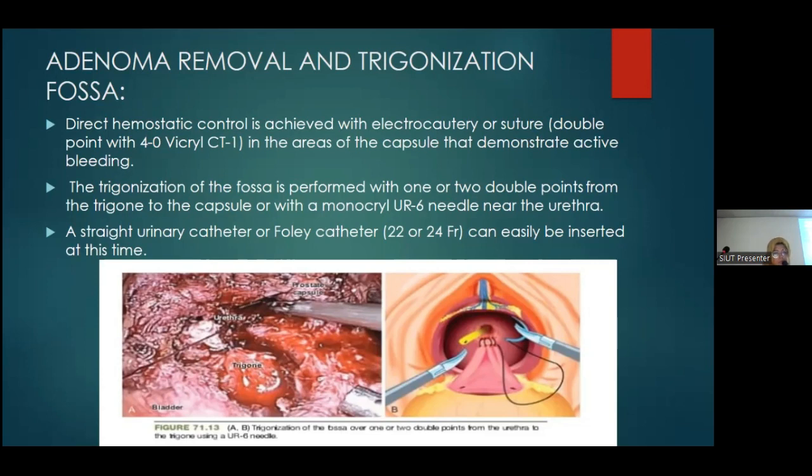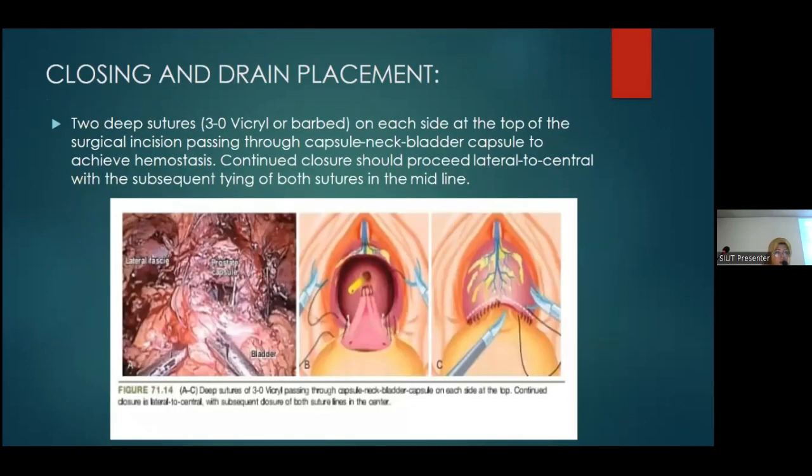A straight urinary catheter or Foley catheter, 22 or 24 French, can be inserted at this stage. Two deep sutures on each side at the top of the surgical incision, passing through the bladder neck and capsule, are placed to achieve hemostasis. Continued closure should proceed lateral to center with the subsequent tying of both sutures in the midline.